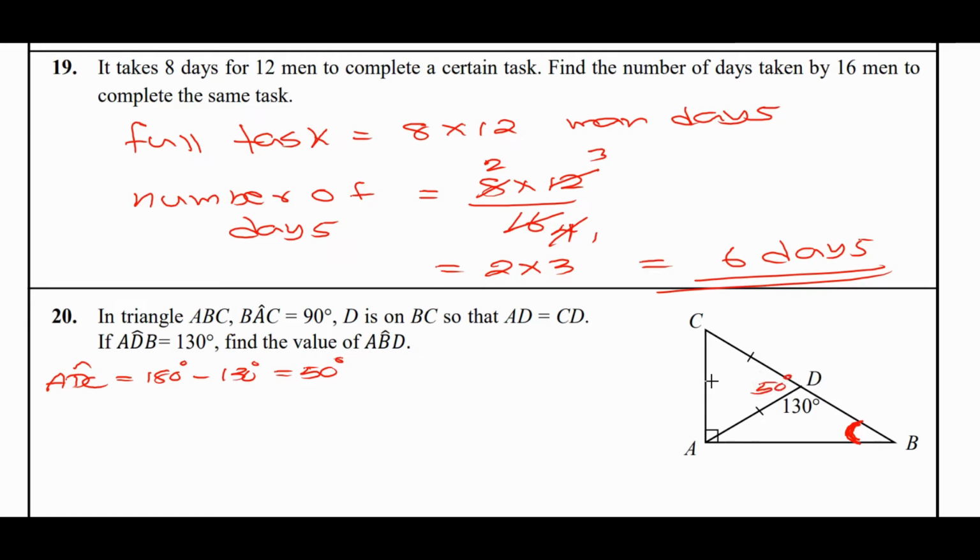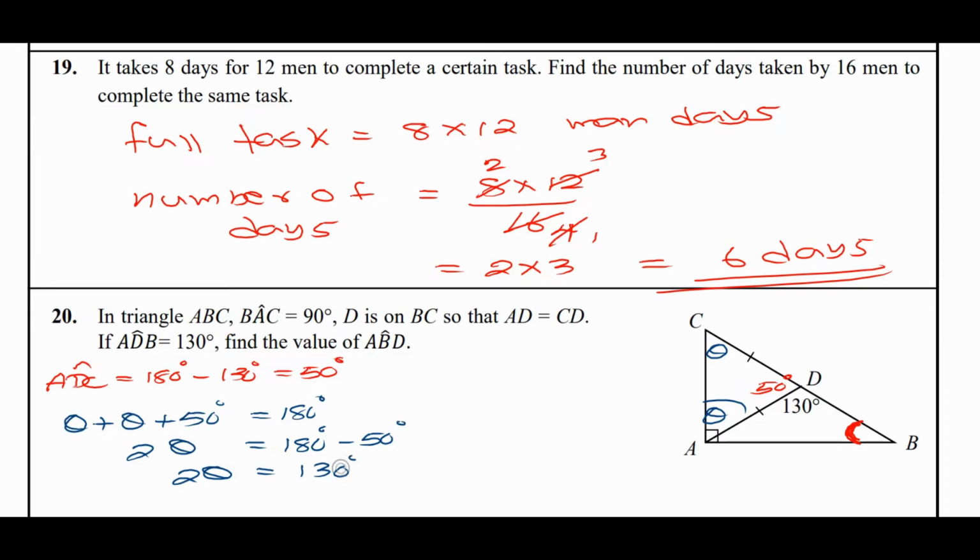Because of the isosceles triangle, we know these two angles are equal. Then theta plus theta plus 50 should equal 180. Then 2 theta equals 180 minus 50. Then 2 theta equals 130, divided by 2. We will get theta equals 65 degrees.